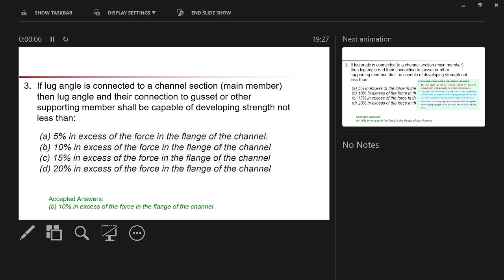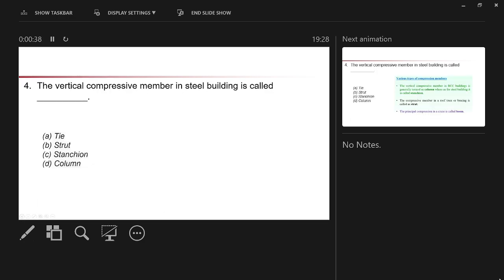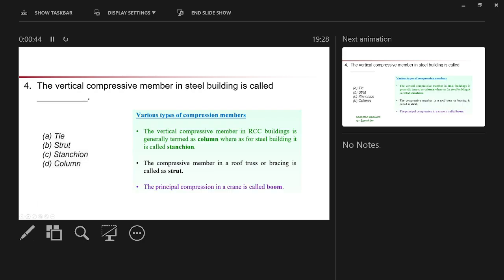The question is, if a lug angle is connected to the channel section, then the lug angle and its connection to the gusset plate or other supporting members shall be capable of developing strength not less than 5%, 10%, 15%, 20%. The answer is already given. It's 10%. We have also seen that we have 2 cases in case of angle section, how the strength is changing, and in case of lug angle, how strength is changing. So the answer will be that it should not be less than 10% in excess of the force in the flange section.